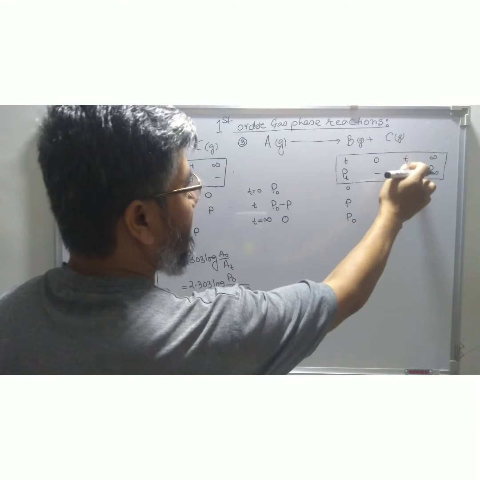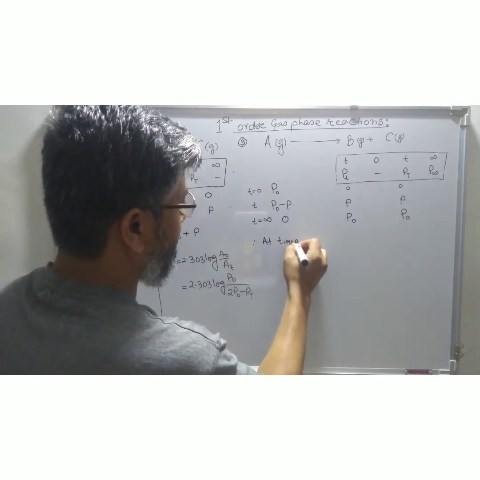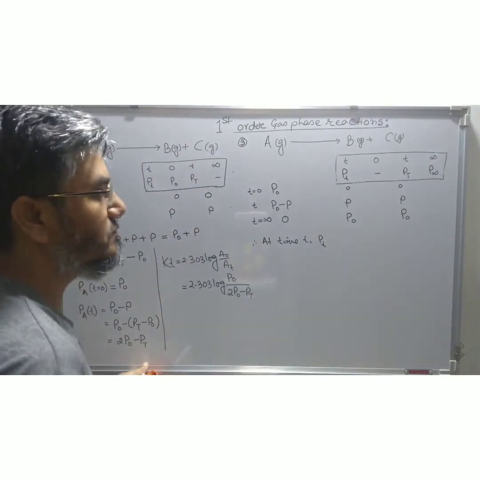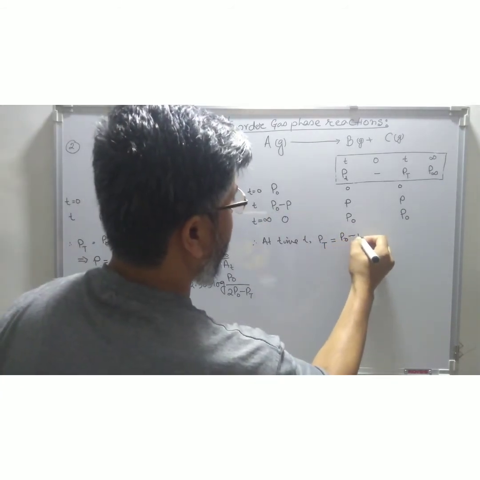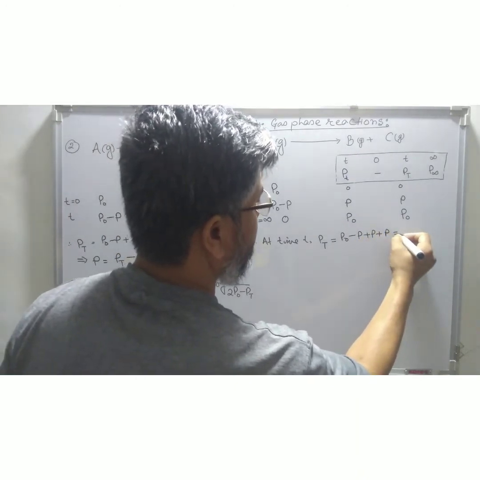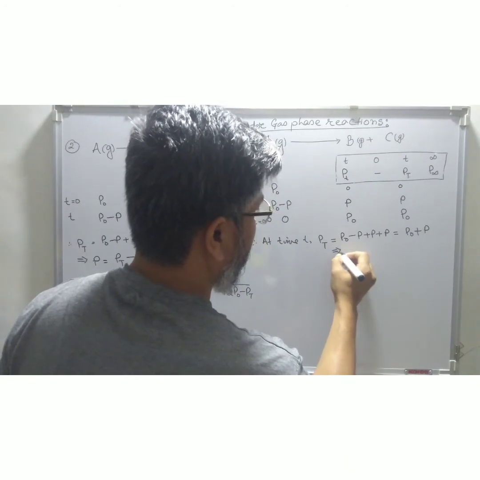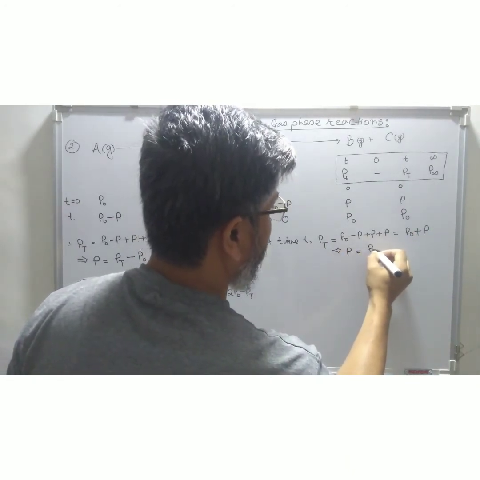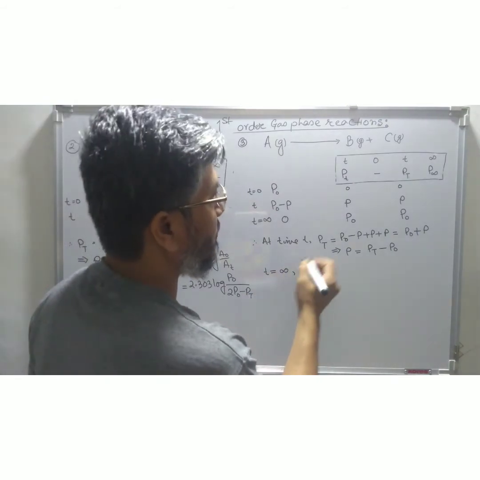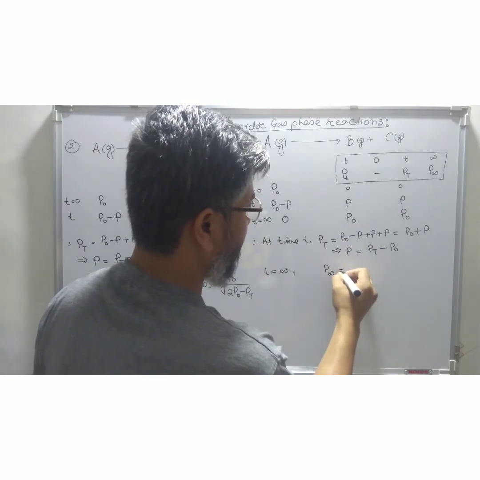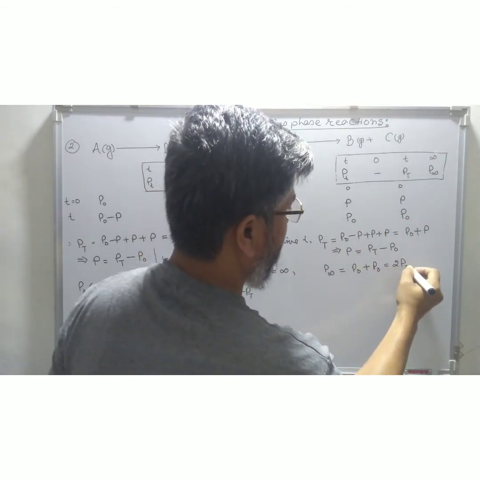Now the condition says at time t, the total pressure of the system is Pt. So therefore, at time t, total pressure of the system, that is Pt, is equal to P naught minus P plus P plus P, which is equal to P naught minus P plus 2P, so this is P naught plus P. So therefore, P is equal to Pt minus P naught. At infinity, total pressure is P infinity. So P infinity is equal to P naught plus P naught. So this is equal to 2 times P naught.